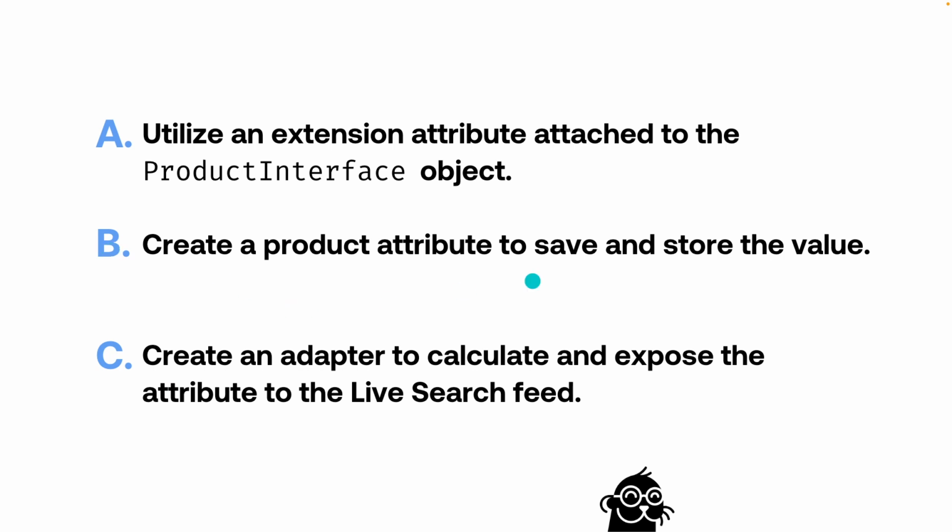So as we think this through, this is probably not a great option. Now, if that's what's necessary to do this, well, then yeah, we understand that it is what it is. But for right now, I would like to axe A off of our list. So let's look at B. Create a product attribute to save and to store the value. Okay, what do we think about this one?